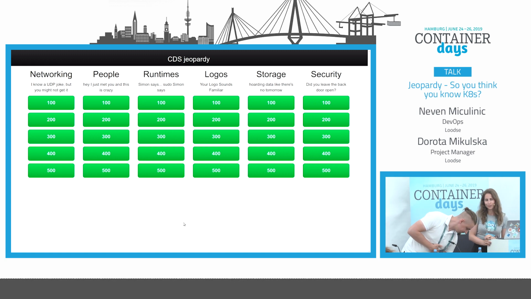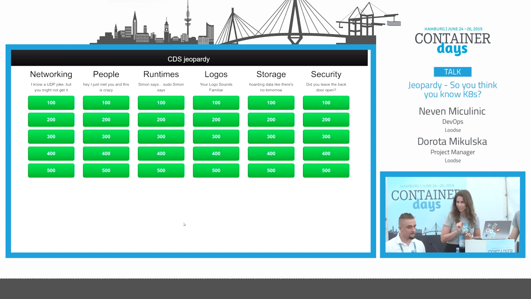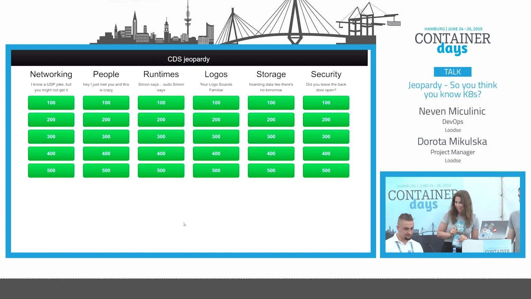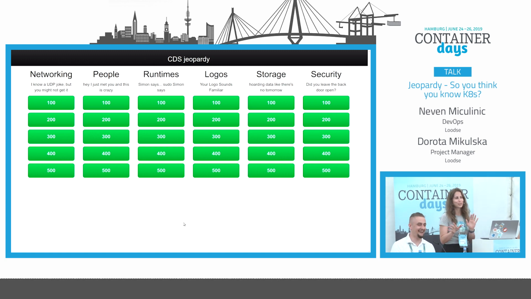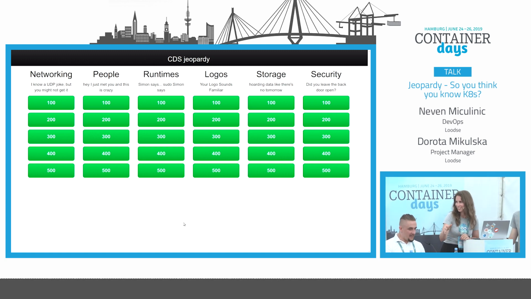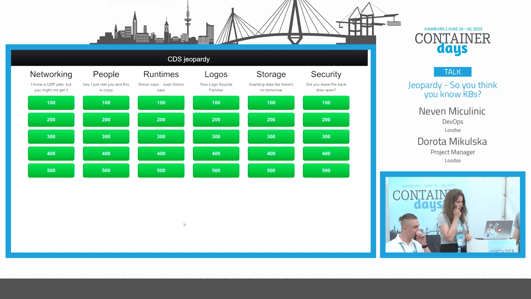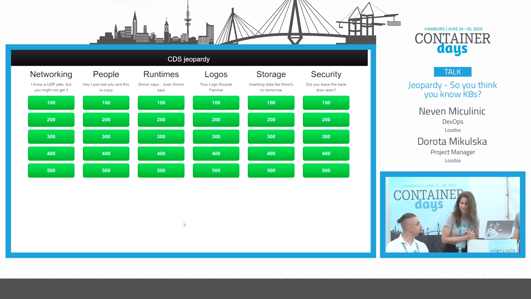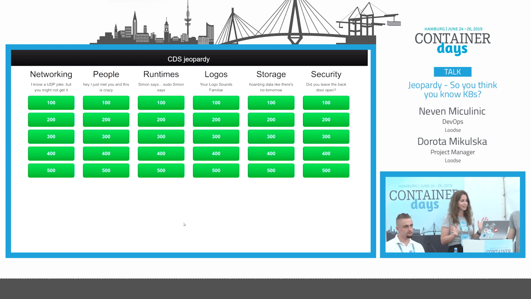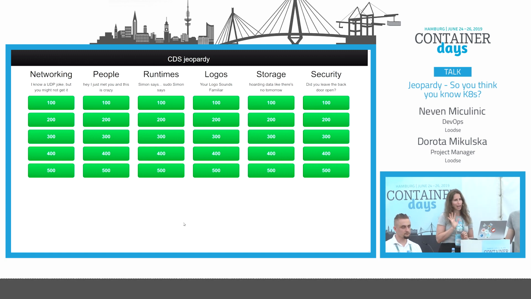All right, so a few ground rules. We have buzzers. They have different sounds. You can test them now. So we'll try to figure out by the sound who is the one that is supposed to respond. We also have 6 different categories: networking, people, runtimes, logos, storage, and security. In each category, we have 5 questions, and the questions have points from 2 to 10.